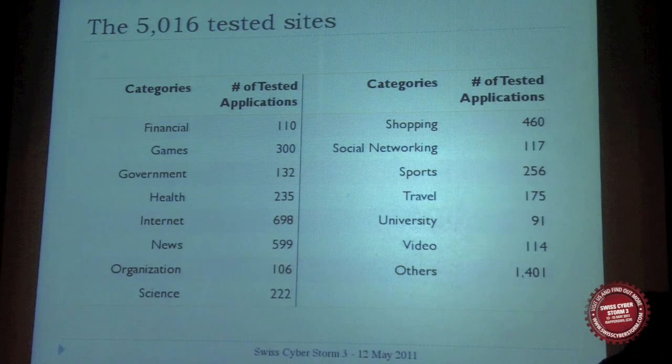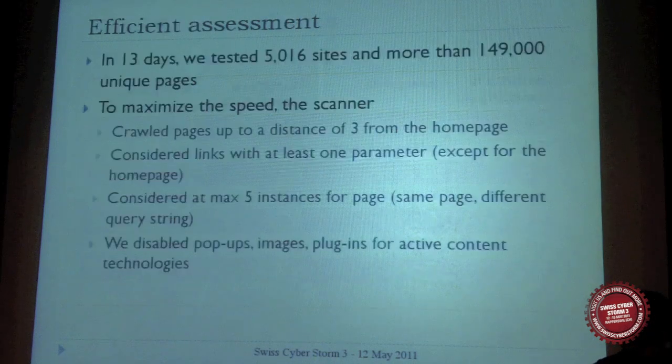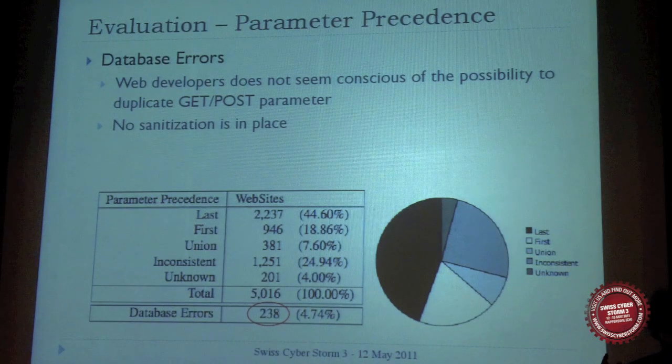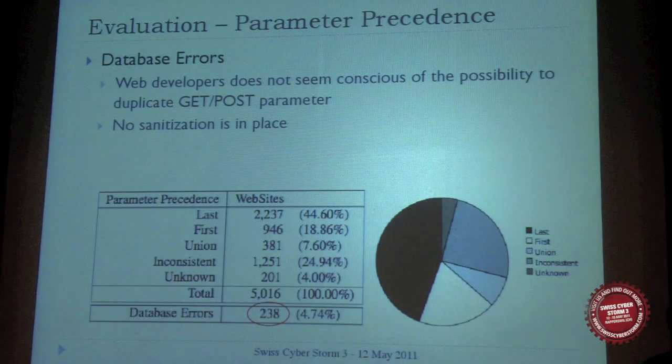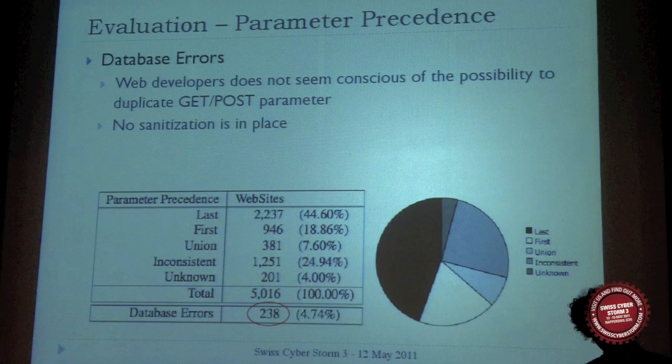The idea was to evaluate how many of these contain at least a single page that can be prone to HTTP parameter pollution. And we did it in 13 days, using a single machine, a single IP, and we tested about 150,000 unique pages. What came out is interesting: about 5% of the applications generate errors when the same parameter is duplicated. For example, in Python, when you have the same parameter duplicated, Python builds a list. And then, if you don't sanitize, you will have a list instead of a single value, and so the application may crash.